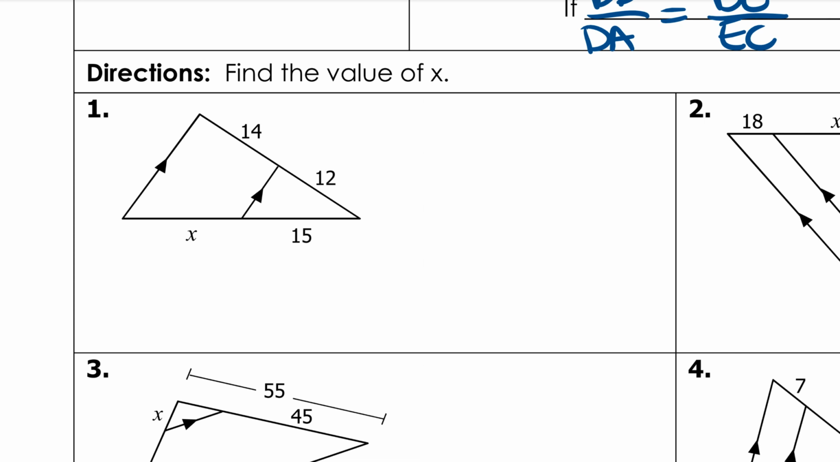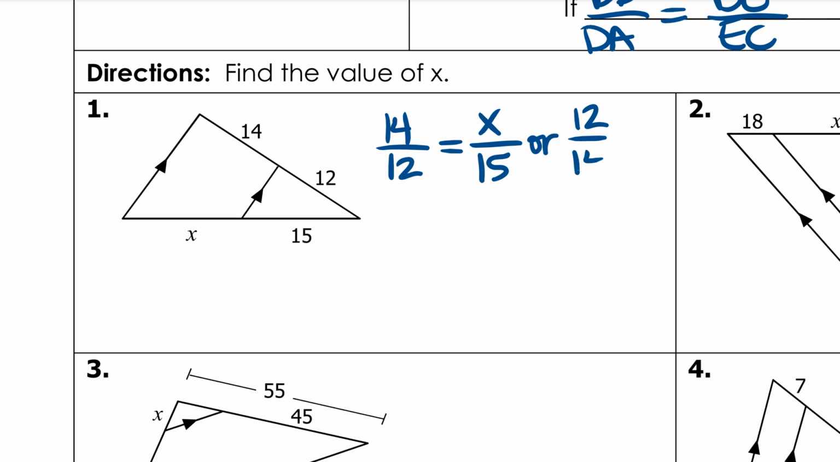So, looking at example 1, we see that these lines are parallel, so I can set up a proportion. I can say 14 over 12 is equal to x over 15. Remember, you could also go the other way. If you did 12 over 14, that's the same as 15 over x. As long as when you cross multiply, those are equal, then the proportion doesn't matter. So just be consistent as you're working through.